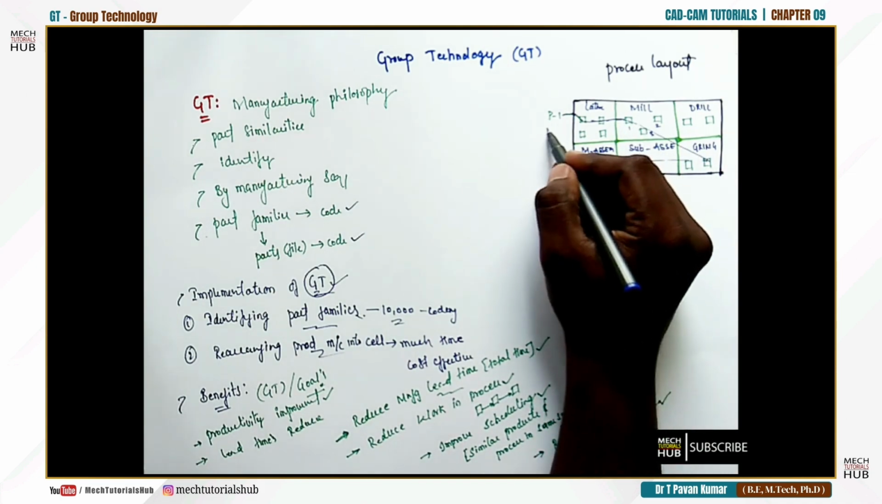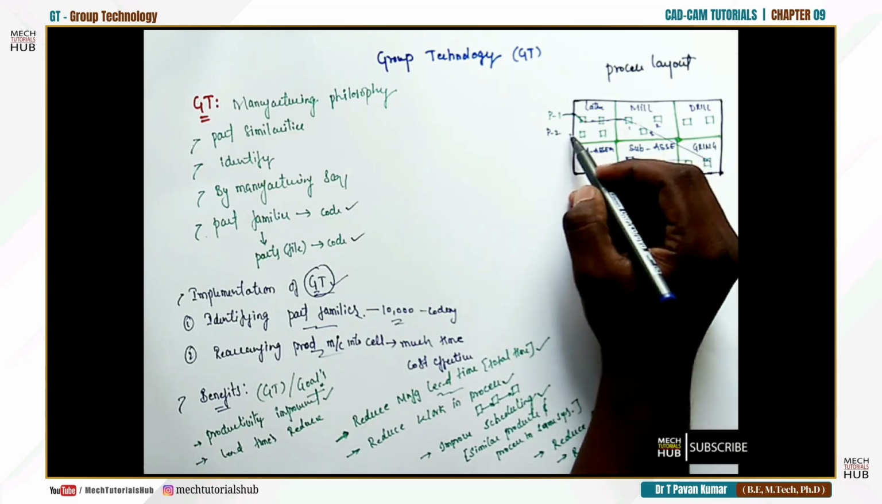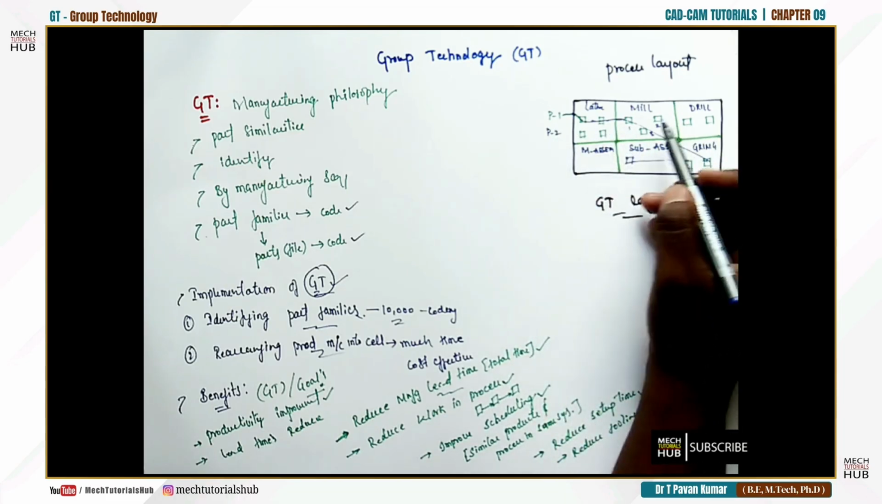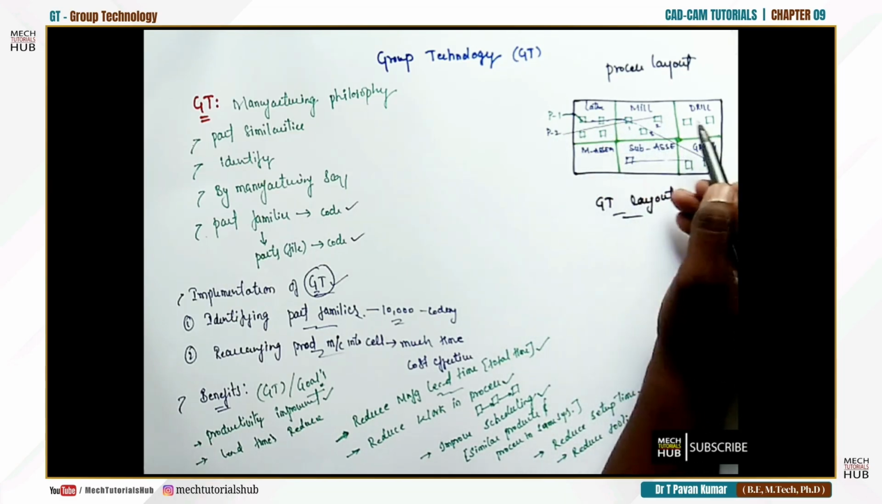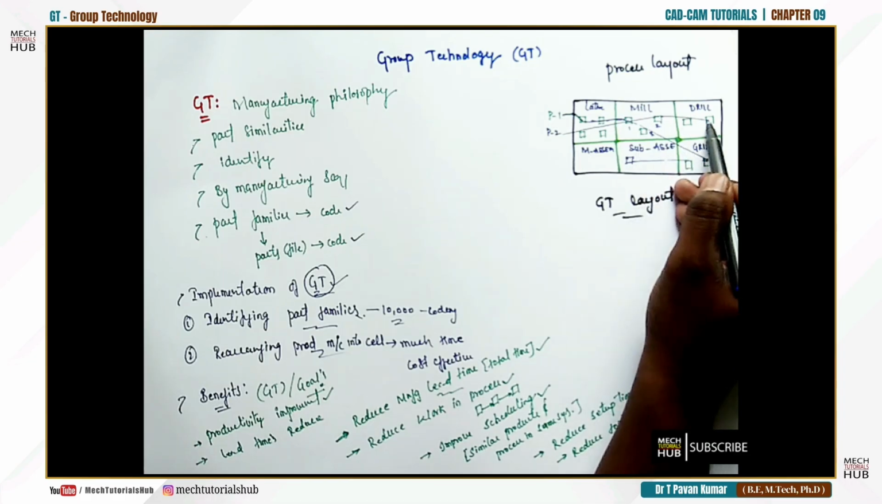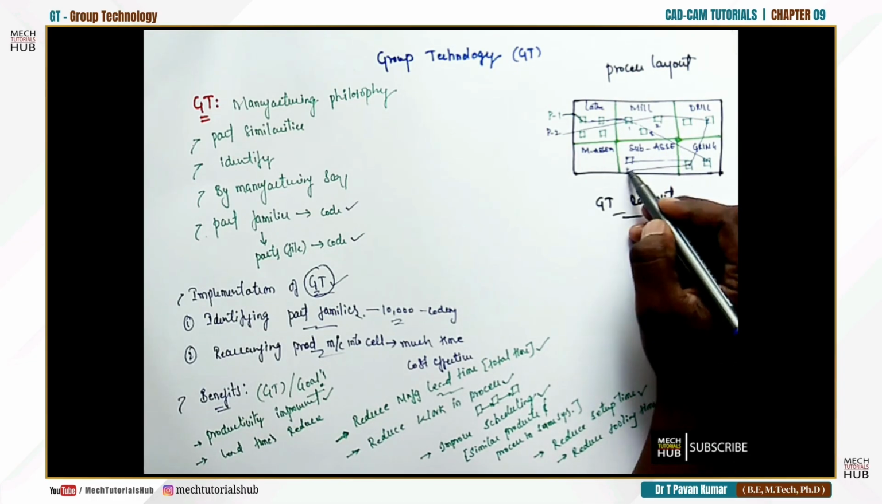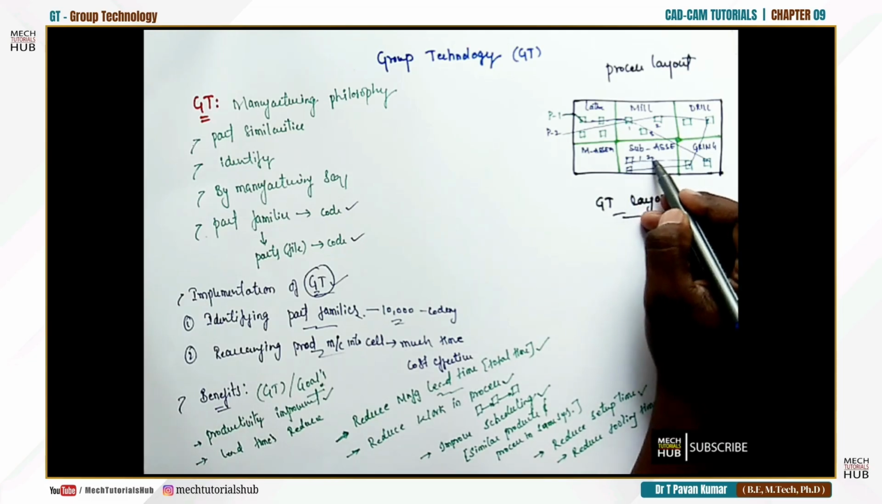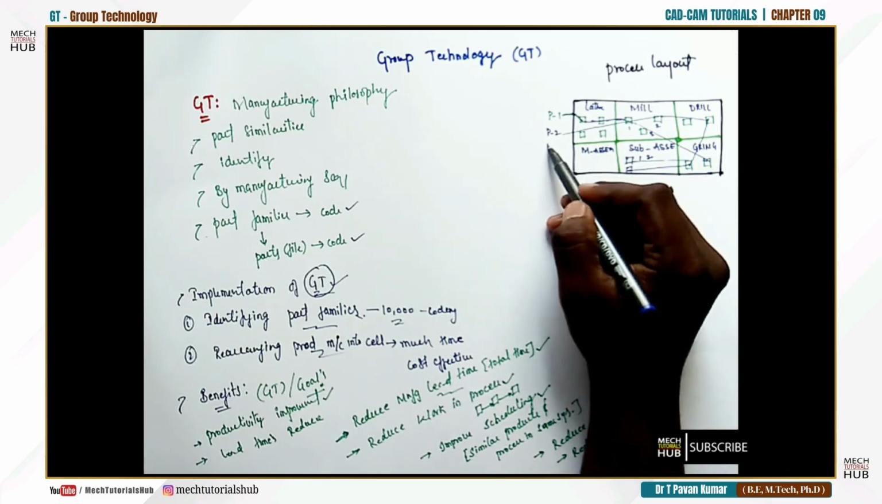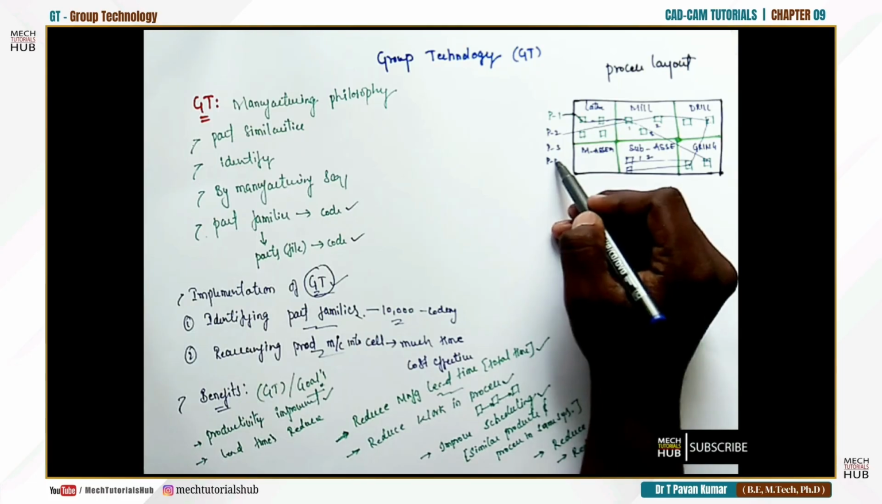Similarly, let us consider part number 2. There is nothing to do with the lathe department, so it will move on to milling. Some work has to be performed in drilling, then in grinding, then again to the sub-assembly zone. Part number 1 is there, part number 2 is there. Similarly, part number 3, similarly part number 4.